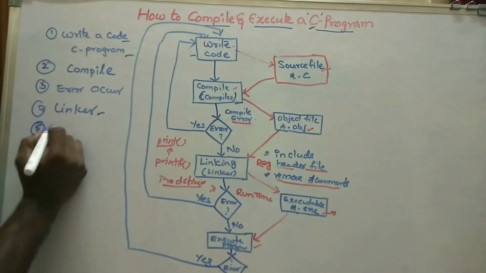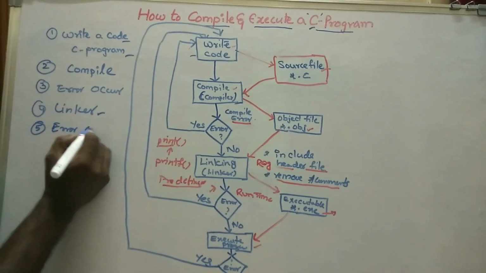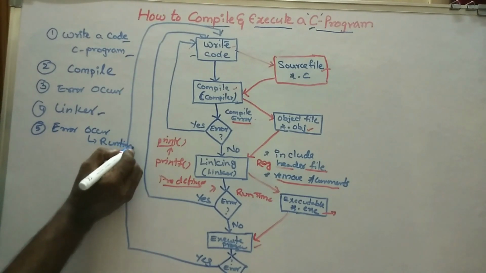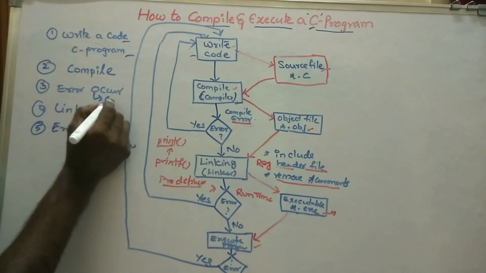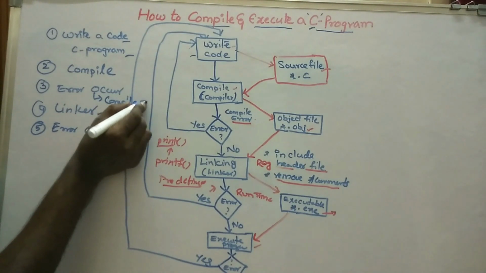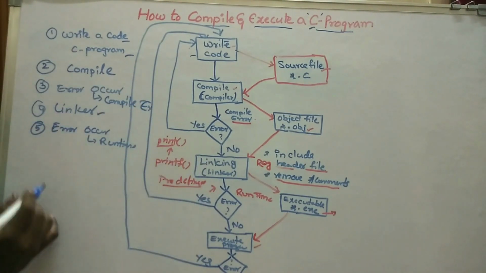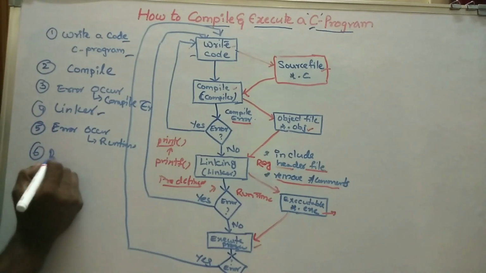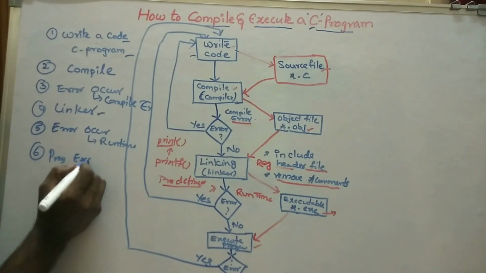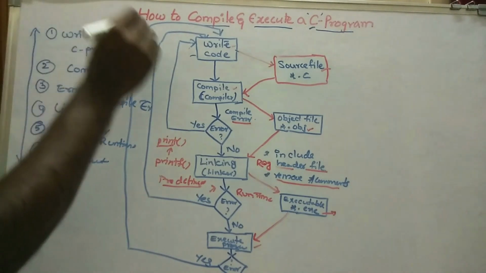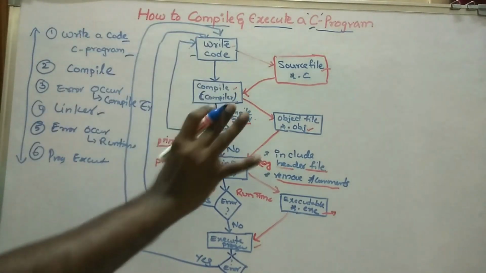if there is an error, then it will be generated. This error is called a runtime error, and the earlier type is called a compile time error. And suppose if there is no error at linking time, then I can say the program is executed successfully. These are all the steps to compile and execute any C program.